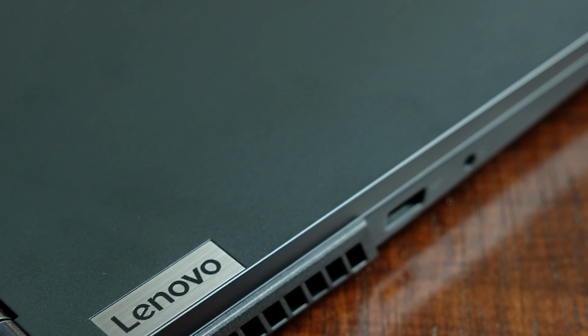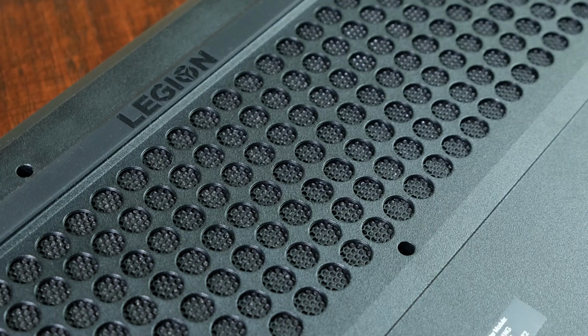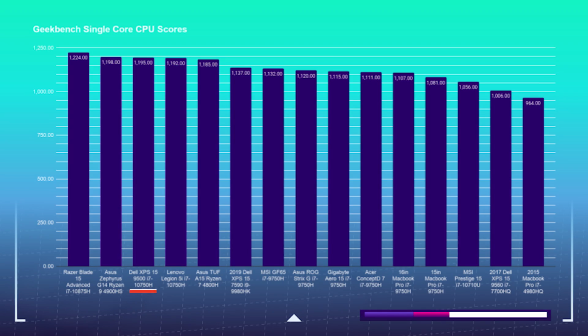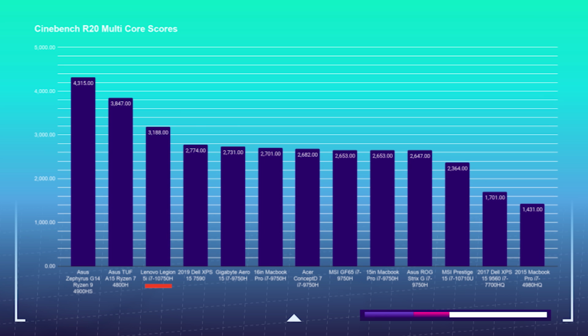There are a total of 5 vents: 2 side vents, 2 rear vents, and 1 large vent along the bottom of the laptop. Taking a look at Geekbench, you can see that the CPU single core performance is pretty solid. It's not the best, but it's good, as well as the multi-core performance in Geekbench. Cinebench R20 came in pretty moderate as well at 3,188 points on the score.